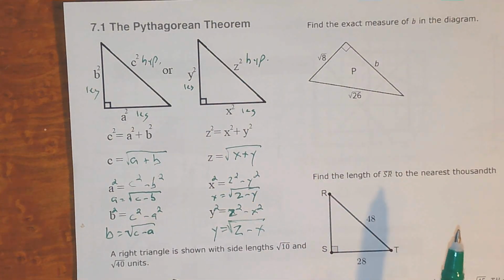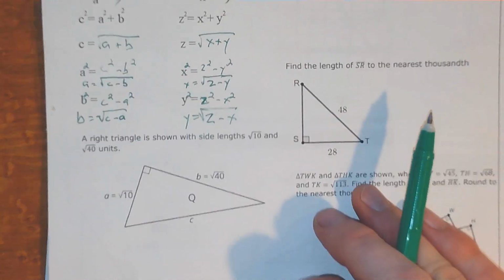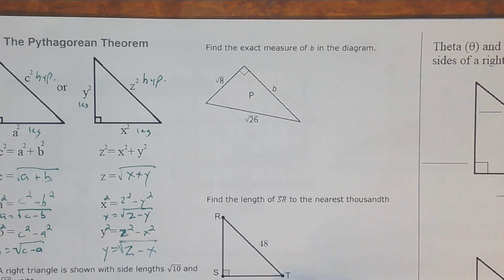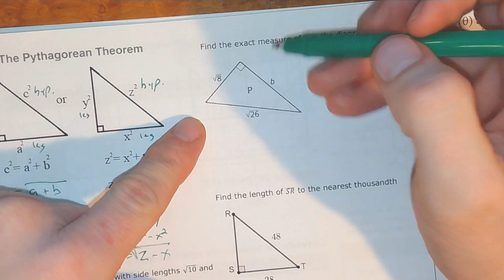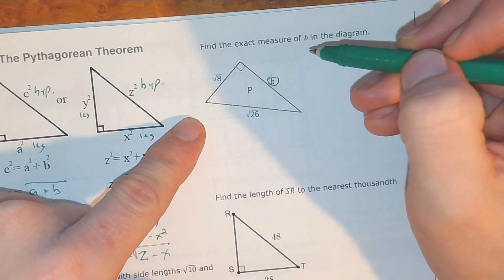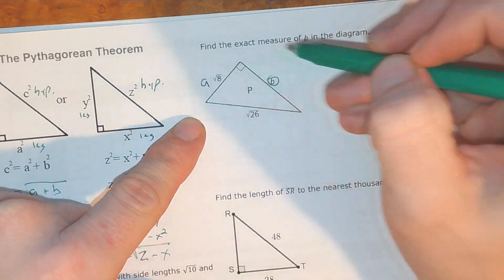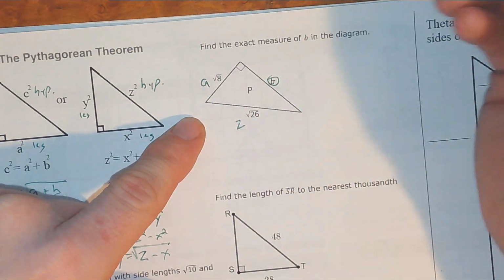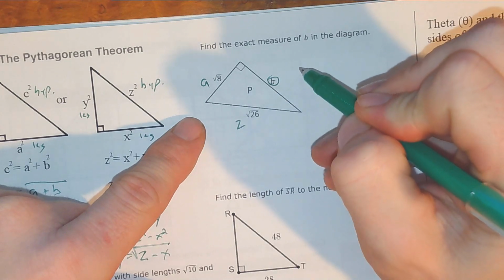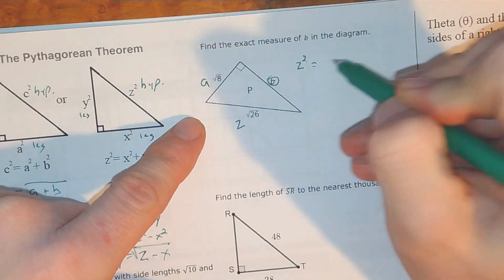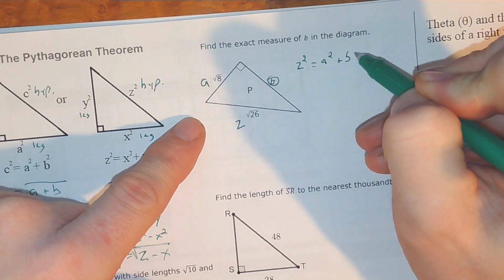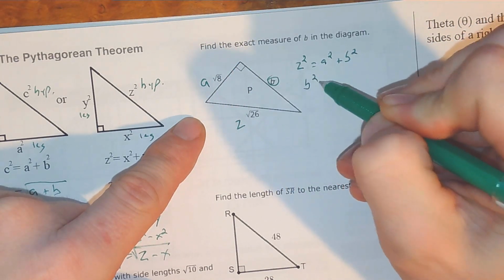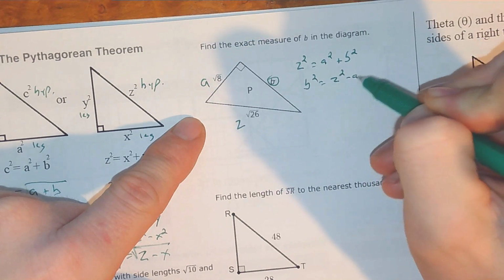All right, so let's go ahead and look at an example, and let's start with this one here. Okay, so we have the right triangle, and here's B, right? Okay, so this must be A, right? And then this must be Z. Okay, so we're trying to find B, right? So we know that Z squared equals A squared plus B squared, right? So we're going to solve for B, so we're going to say B squared equals Z squared minus A squared.